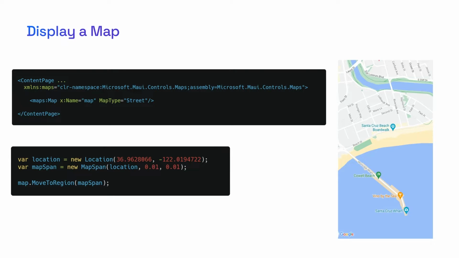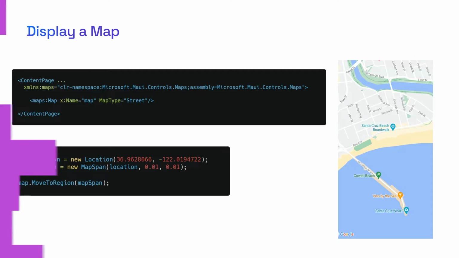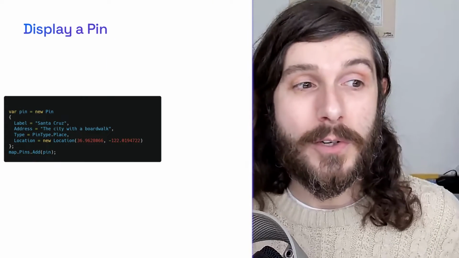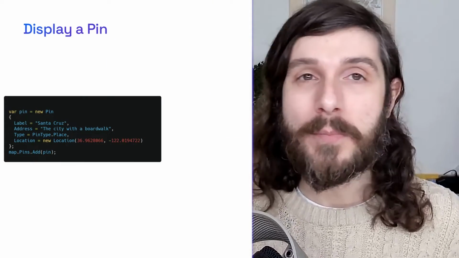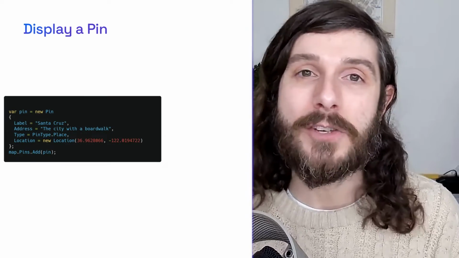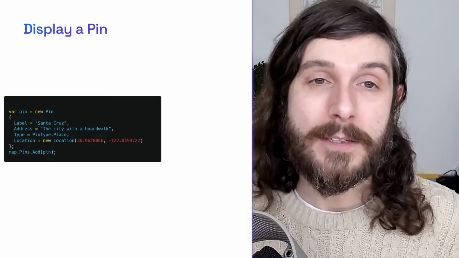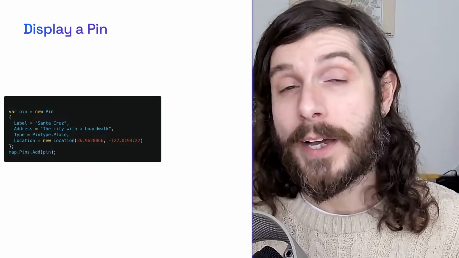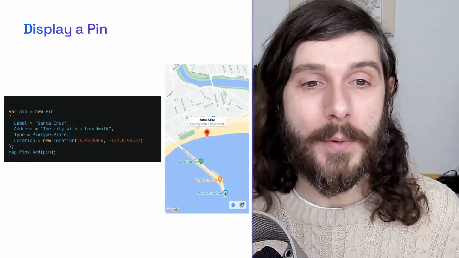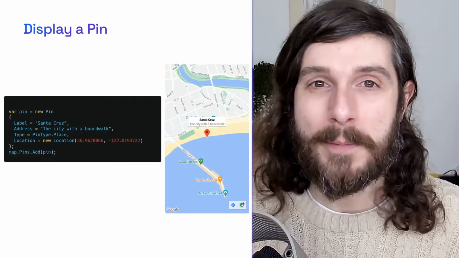Now, of course, another thing you might want to do is add a pin to this map, and it's really easy. In fact, all you have to do is specify a new pin, which has label, address, the type of pin, and the location on the map. And the map control itself has a series of pins. Again, you can do this in code behind, or you can do it in XAML. And there we go. There's our pin right on our map.